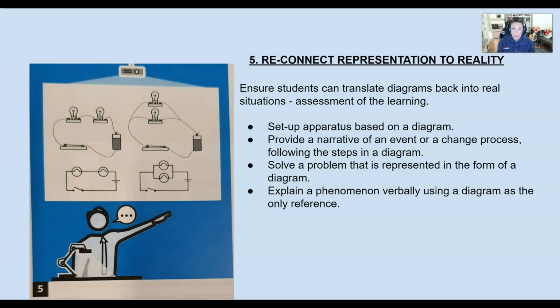And the last stage is then probably the bit that will allow you to determine whether they've understood your diagram. So reconnecting the representation to reality. Ensure students can translate diagrams back into their real situations. So it's assessment for learning, really. Setting up an apparatus based on a diagram, providing a narrative of an event or a change process but following the steps in the diagram, solving a problem that's been purely represented in the form of the diagram, and explaining maybe a phenomenon verbally using the diagram as reference. And again, that is so important for the students' revision, so that they're not trying to remember lots and lots of words. They only need to remember the diagram, and they can reproduce what you need them to reproduce on paper from that diagram.